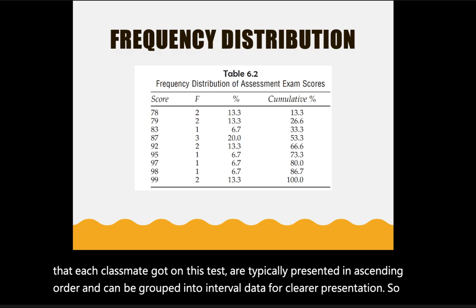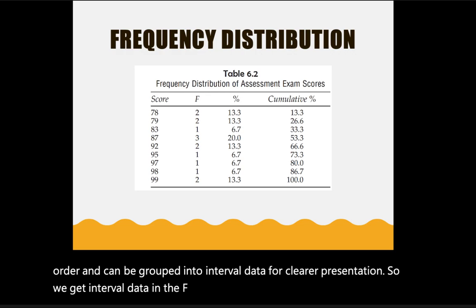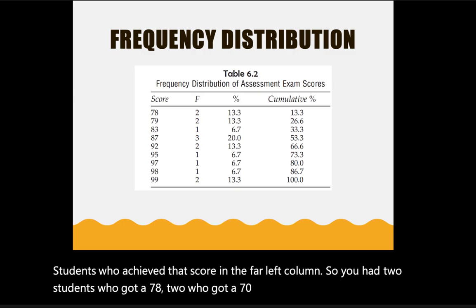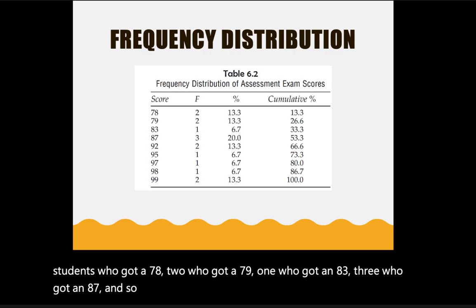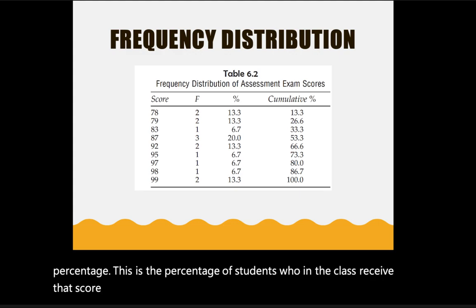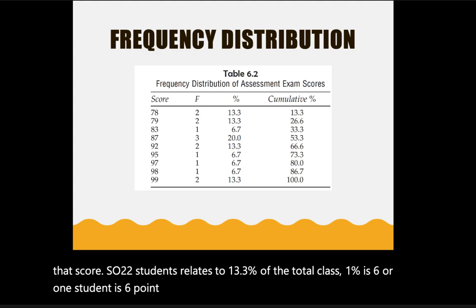So we get interval data in the F column, which is saying the number of students who achieved that score in the far left column. So you had 2 students who got a 78, 2 who got a 79, 1 who got an 83, 3 who got an 87, and so on. And then in the third column, you see the percentage. This is the percentage of students in the class who received that score. So two students relates to 13.3% of the total class. One student is 6.7%, and you get the idea.